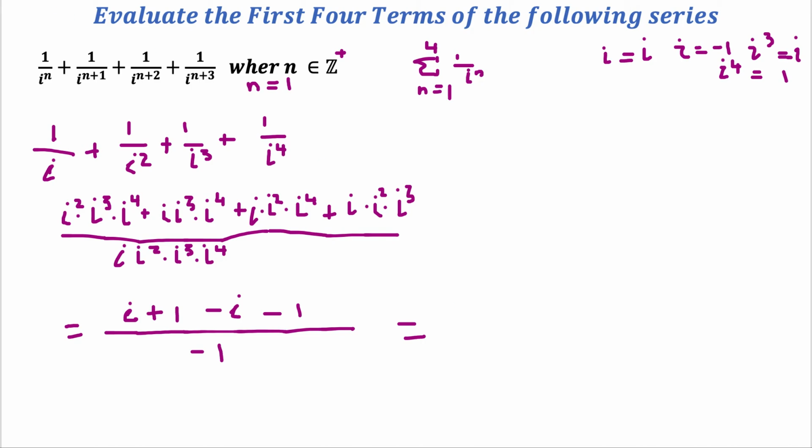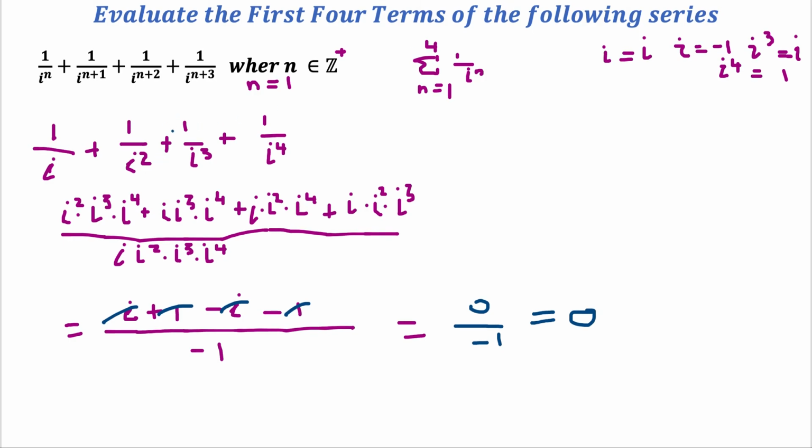Let me write with a different color. So this is going to be this way. Plus i minus i cancels. Plus 1 minus 1 cancels. It is 0 divided by minus 1, and everything is equal to 0. So this is the result. So the sum of this series is equal to 0.